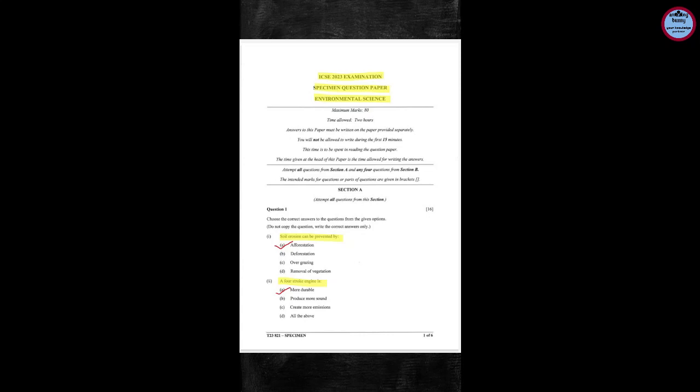Hello students, let us solve the ICSE 2023 Specimen question paper, Environmental Science.